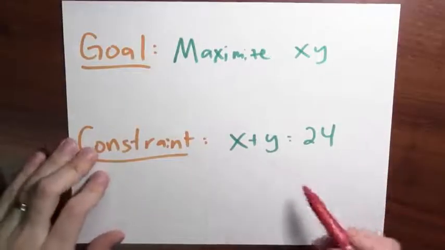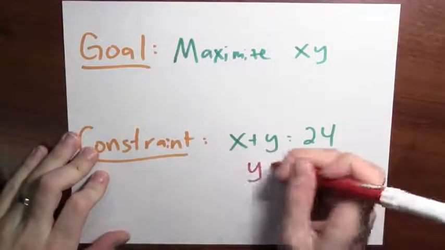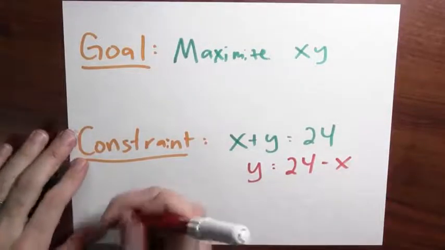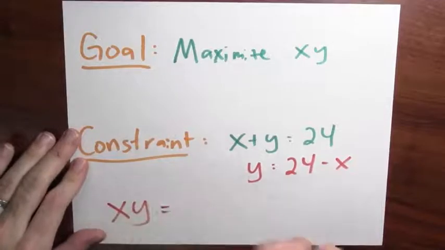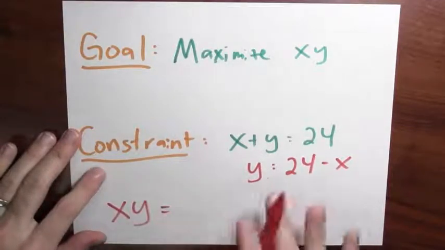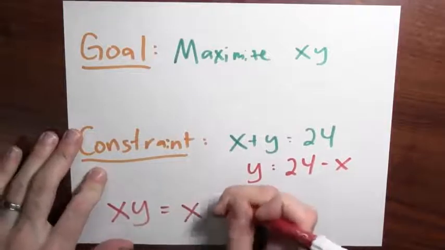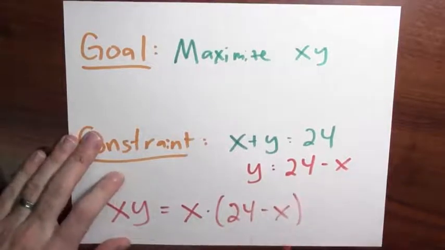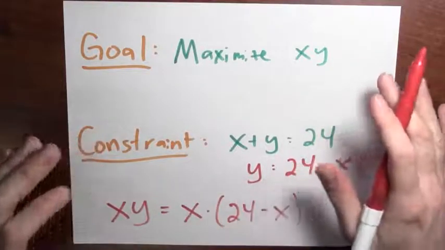Rats, xy isn't a function of a single variable. I need to rewrite it so it's a function of x alone. Now, since x plus y is 24, I could rewrite this as y equals 24 minus x, and consequently x times y, which is the thing I'm trying to maximize, I could write as a function of a single variable, x times, and instead of y, 24 minus x. So this is the quantity now that I want to maximize. Now I can apply calculus. Let's differentiate and then find the critical points.